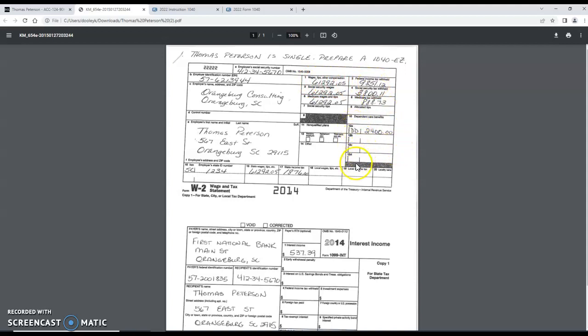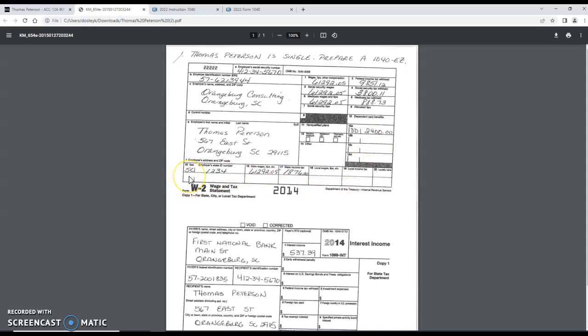Sometimes there's additional things in box 12 that we may have to add or subtract. In this case, there's only one code, DD, and that's his health insurance that the company paid for him. That information is required to be put on there, but we don't actually do anything with it.